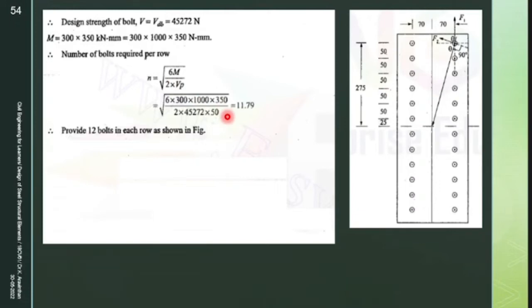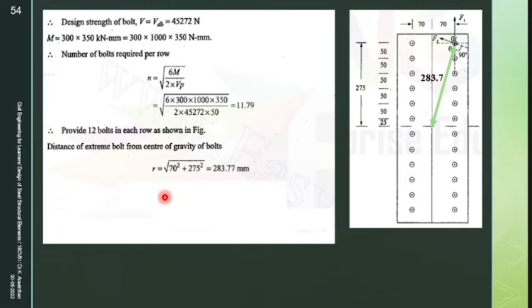You have this formula where n is known as the number of bolts: 6 into M divided by 2 into V into p. 6 into this value, 300 into 1000 into 350, which is your moment, divided by 2 into V, which is the shear force, that is 45,272. Everything is in terms of Newton here, and p is the pitch. Pitch is taken as 50. Now what is the answer? 11.79. Let us round this off, so around 12 bolts are required here.